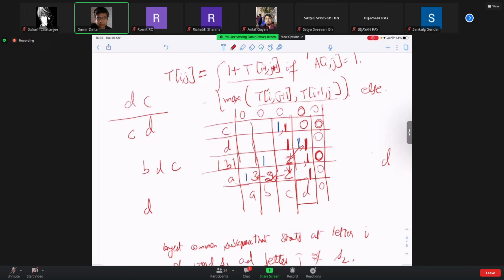No, I made a mistake. Sorry. This is 1. Let me erase these and draw it properly. So this remains 1 because there was a 0 here before, correct? And now here there's again a 0, so it is 1. This one is a 1 and there's a 1 here, so this becomes 2. And this becomes a 3.